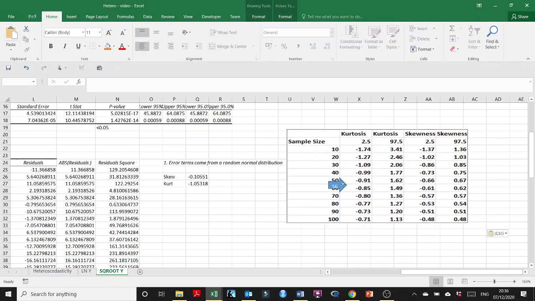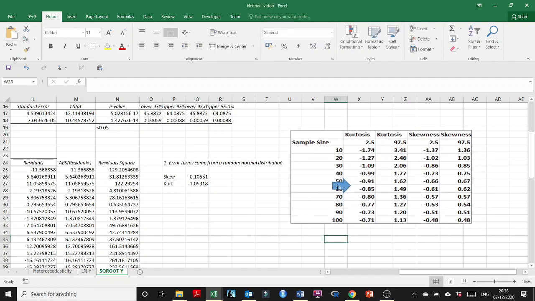So over here we have 56 observations. So these are the ranges. Skewness is in between. This range is within the range, right? And kurtosis is also within the range.